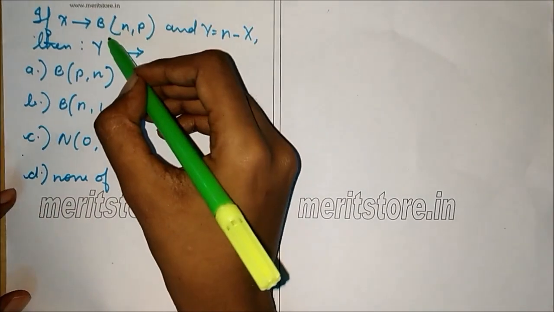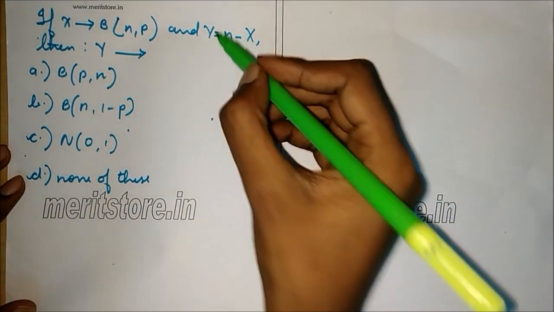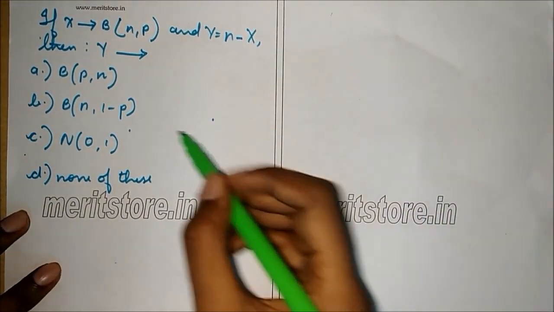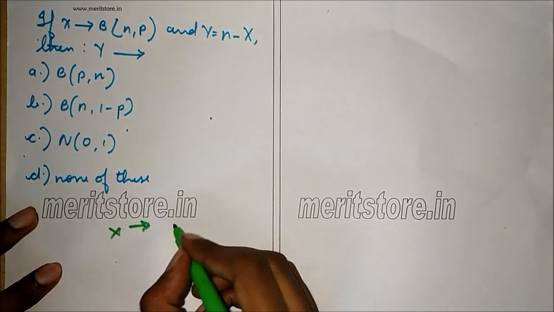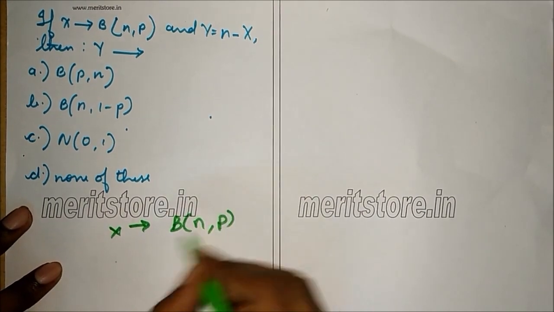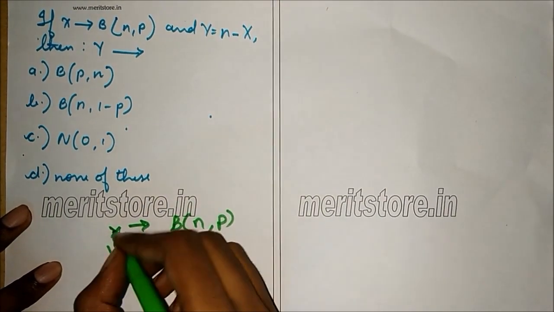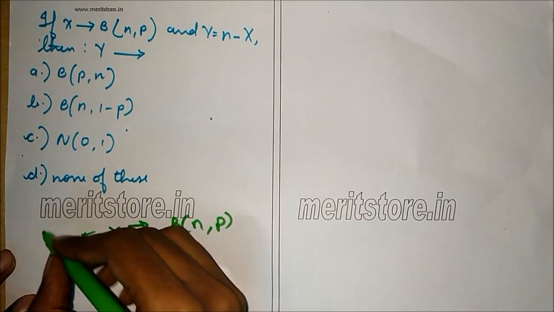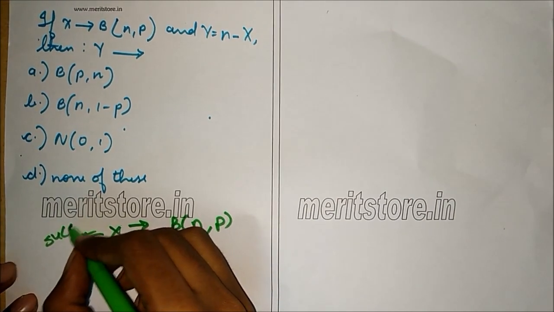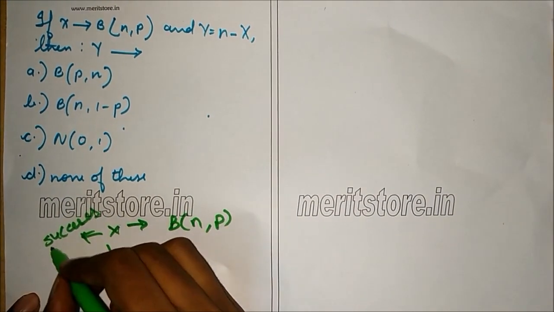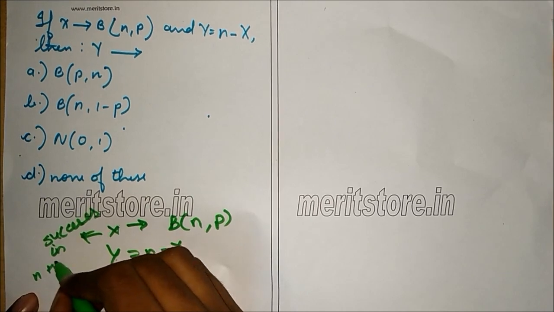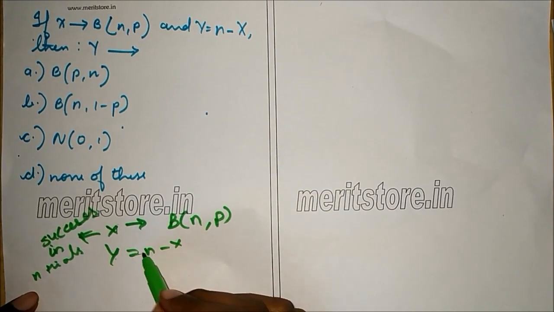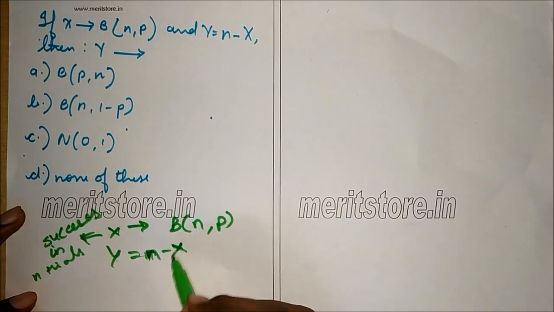If X is a binomial distribution of n comma p and Y is n minus X, then Y is what? So first, X is given as binomial distribution of n comma p and Y is n minus X. So here X is defined as number of successes in n trials. So now Y is n minus X.